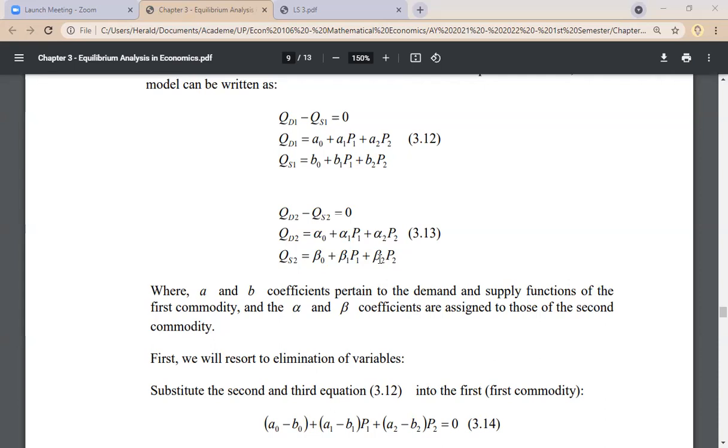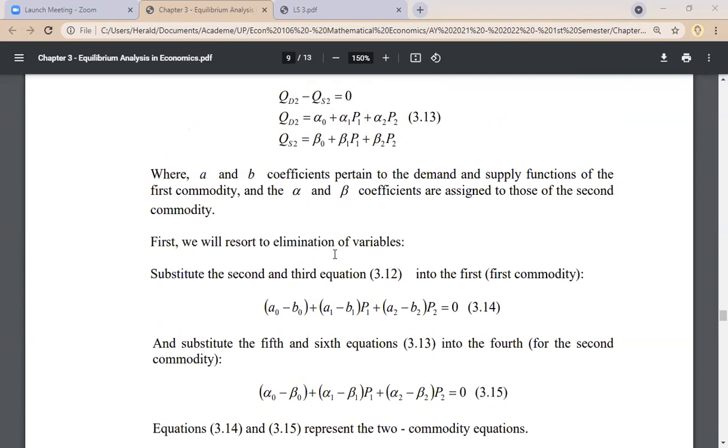Okay. We also have to make it simpler. I don't think it would be simpler, but to help us with the analysis, we're using coefficients here, A and B, to pertain to the demand and supply functions of the first commodity. Alpha and beta here are used as coefficients that are assigned to those of the second commodity.